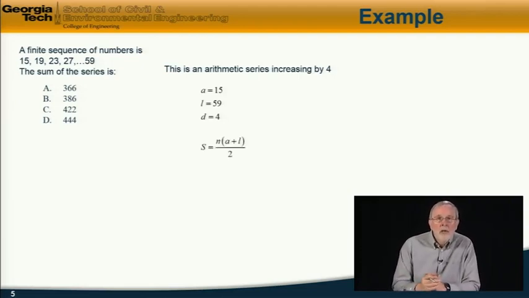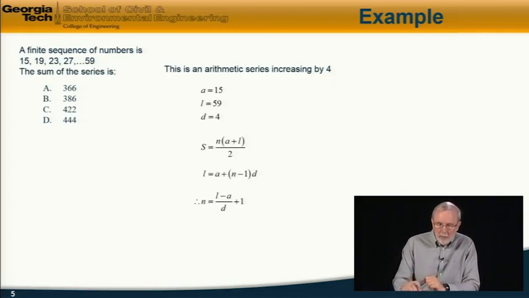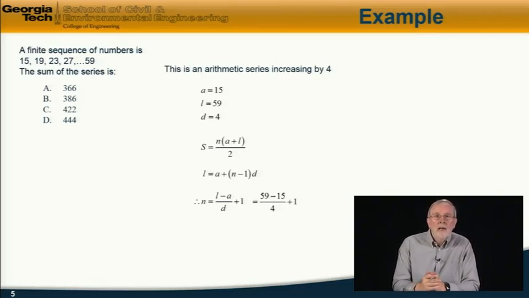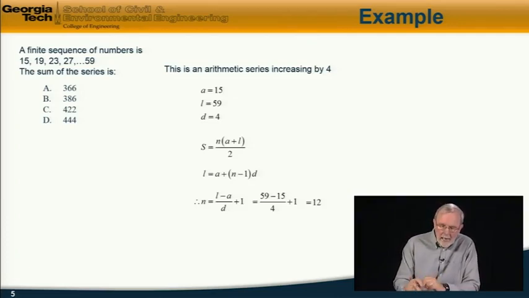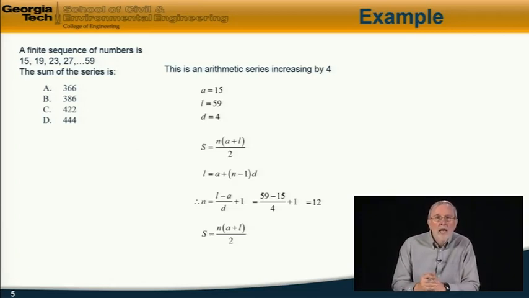So we can use the formula, for example, in this form. The summation is equal to n times a plus l over 2. But we don't yet know how many terms there are in that sequence. You could probably do it by inspection, but let's calculate it. From this formula, the last term l is a plus the number of terms minus 1 multiplied by the difference, or rearranging, the number of terms is l minus a over d, plus 1. So plugging in, last term is 59, first is 15, difference is 4, so therefore there are 12 terms in this series. And now we can go back to our summation formula and evaluate that.